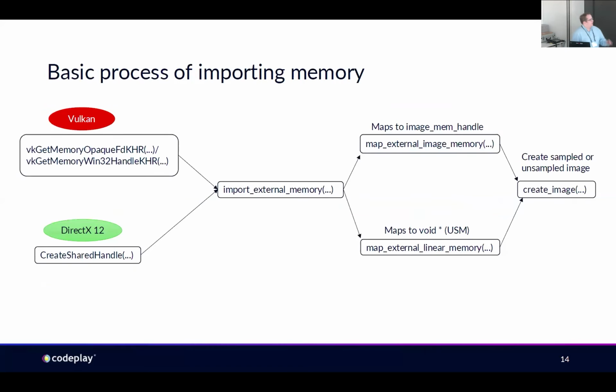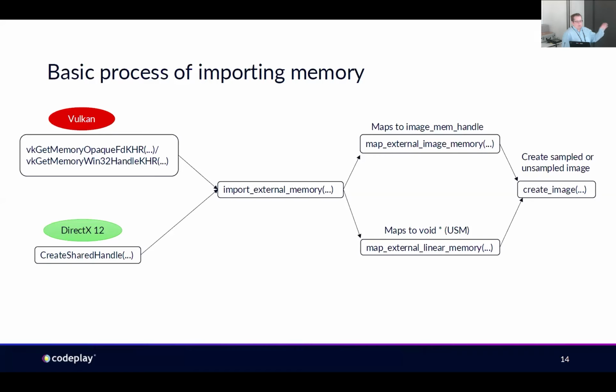This is the basic process of importing memory. First, you create the memory objects in Vulkan and DirectX 12 and make them exportable in each of them. They are both imported into the SYCL context via import external memory. And then you have two ways to map the memory.